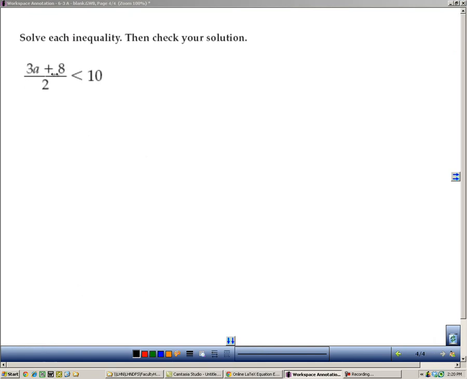Here's an example of an inequality that has multiple steps, but this time it's a special case. See this large division bar? When you see that, you want to deal with that right away. First thing we have to get rid of is that division. So deal with the divided by 2 first. And the way we do that is we multiply everything by 2 so that it will cancel. And then we'll have 3a plus 8 is less than 20. Do that first, and now it's just like every other problem.